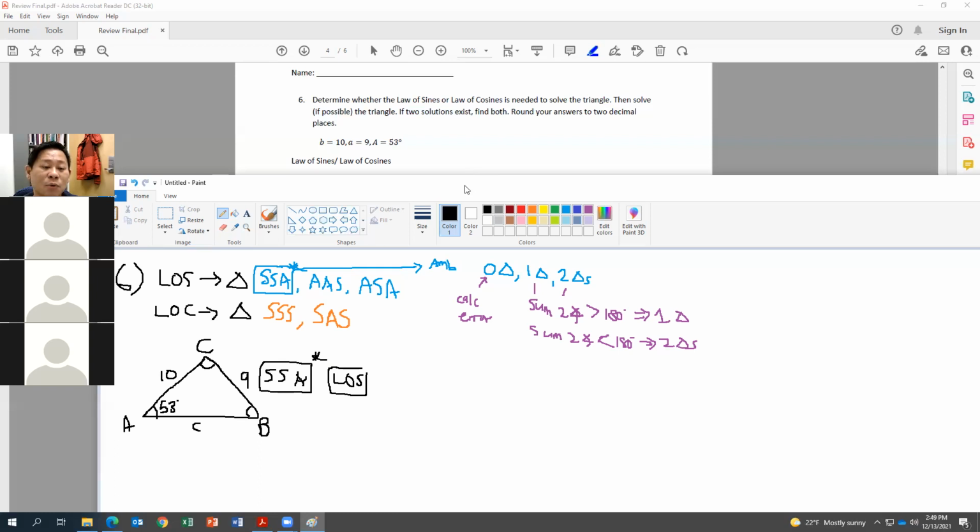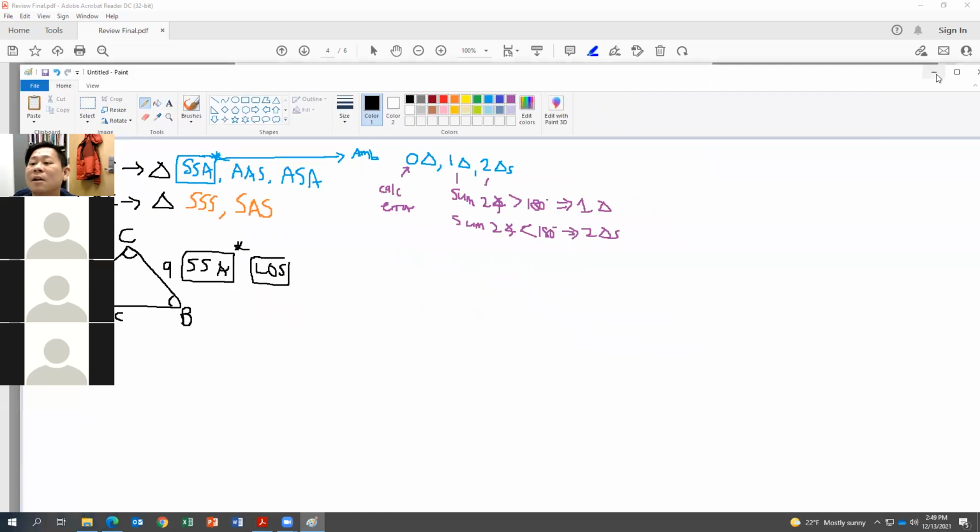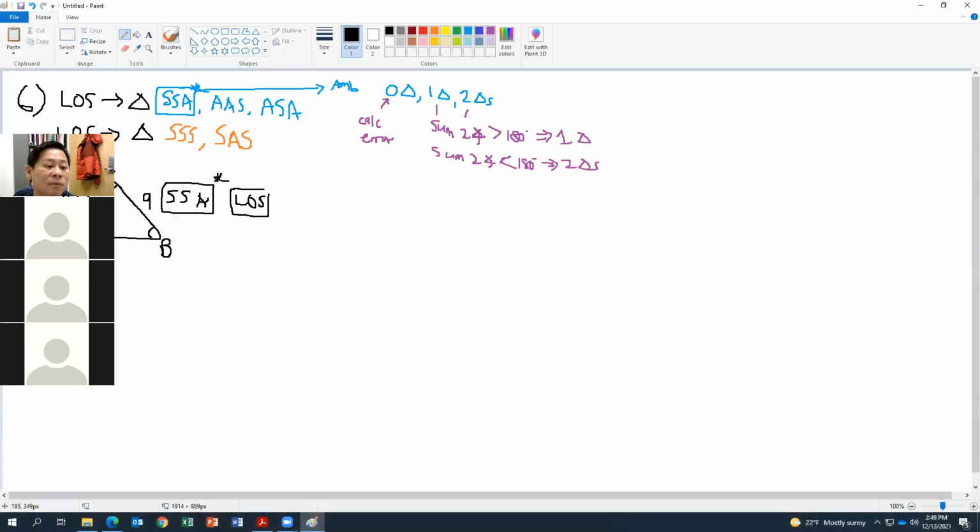So my question is, which one should we start with first? Should we look for side C, or should we look for angle B? Angle B. Now, don't forget, class, from chapter 8 onwards, make sure you set your calculator to degree mode.